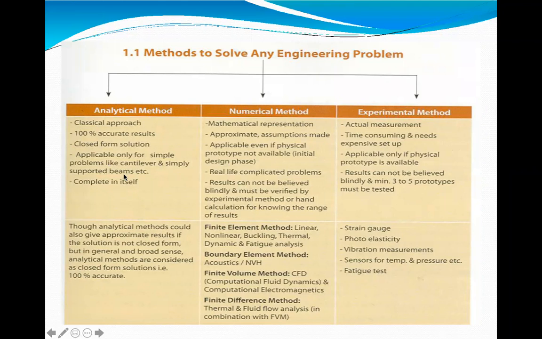Okay, so analytical methods will give you 100% accurate results, but these methods will be applicable to only simple geometries. The next thing, numerical methods will give you approximate results. Now it is not needed to have a prototype already. You will just model it in any modeling software, maybe SolidWorks, CATIA, Creo. In this, you will be modeling it, then you will be analyzing it.